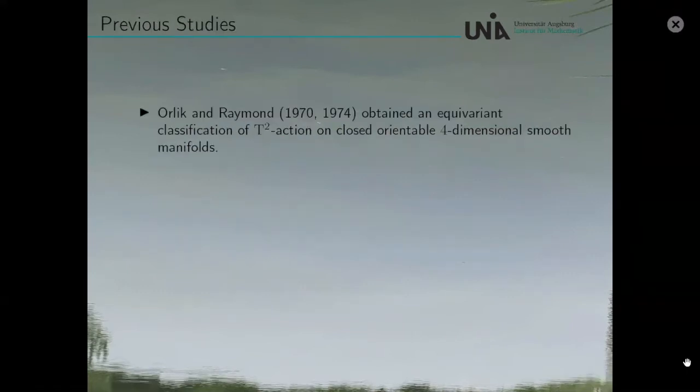Let me focus first on the previous studies that we have. There is a work by Orlik and Raymond in the 70s where they obtained an equivariant classification for T2 actions on closed orientable four-dimensional smooth manifolds.